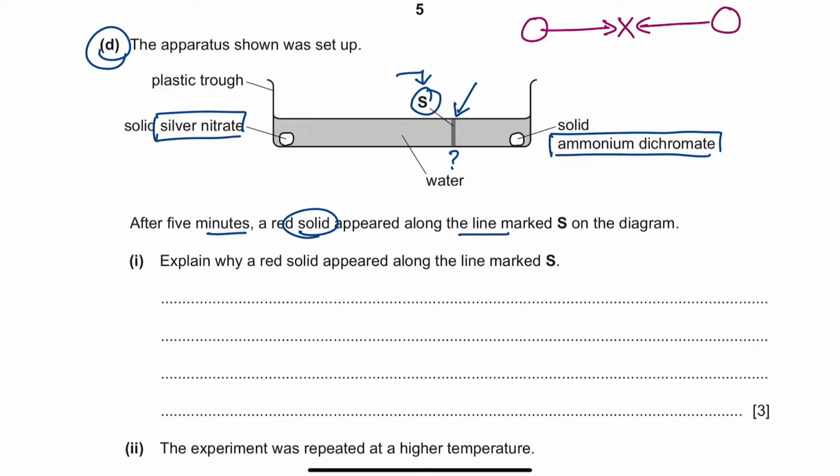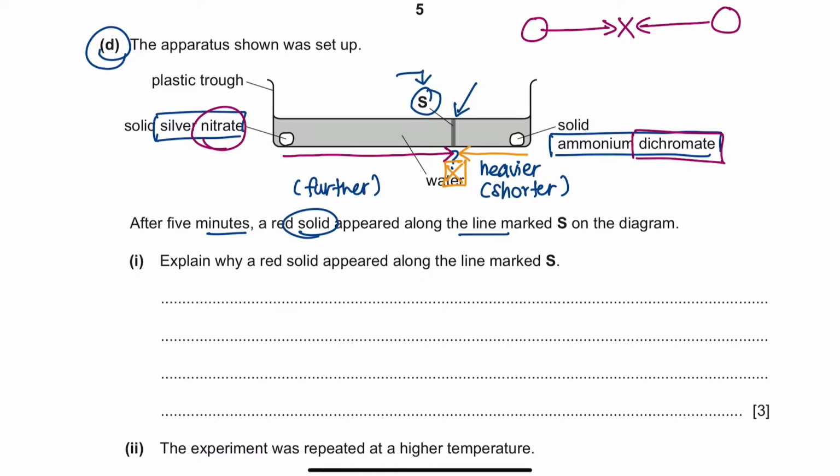But as you can see here, your nitrate has actually traveled further compared to your dichromate, which has only traveled this much. And this is where your product was formed. This technically shows us that this is heavier. That's why it traveled slower and a shorter distance. And this has traveled further, which means that it has a lighter molecule.